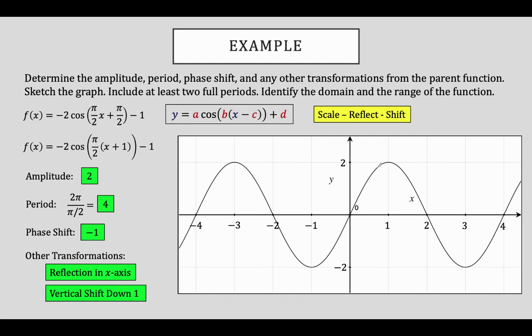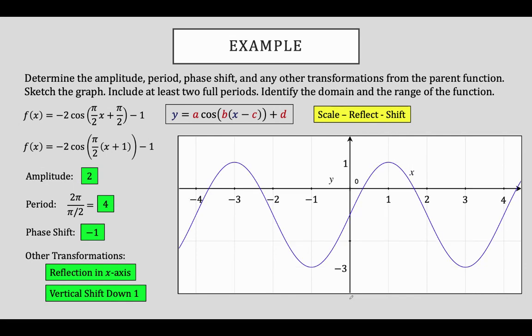And then finally, we have to do a vertical shift down 1 unit, meaning that every single one of these points on our graph is going to shift downward. That means our maximums, instead of occurring at 2, are going to occur at 1, and our minimums, instead of occurring at -2, will occur at -3. And there we have the shape of our graph. f(x) equals -2 cosine (pi over 2 x plus pi over 2) minus 1.